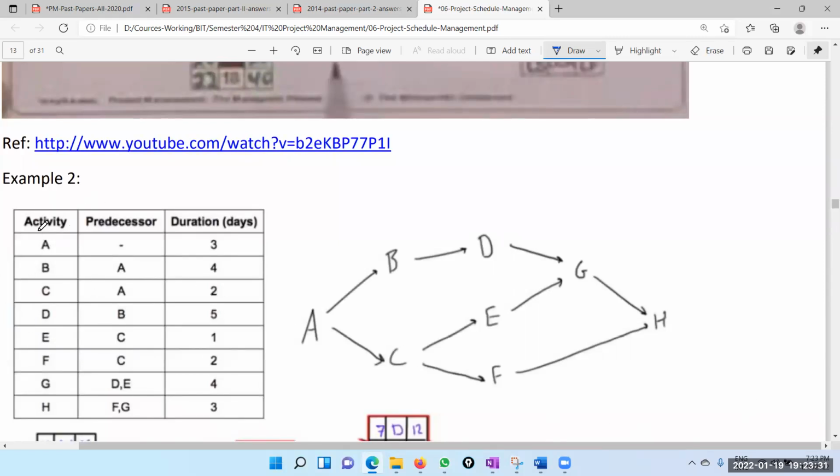These are the activities. So that means B depends on A and its duration is 4. A does not depend on anything. It's 3 days. And assume that dependencies are finished to start, right? Predecessor must be finished for the next one to start.